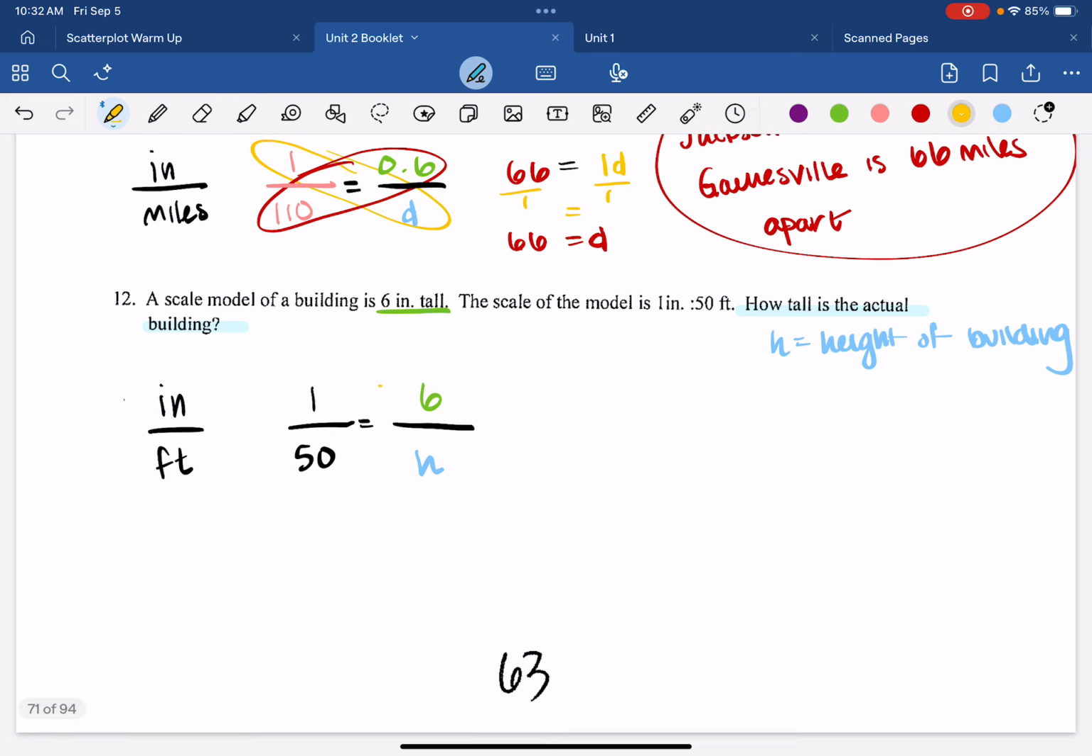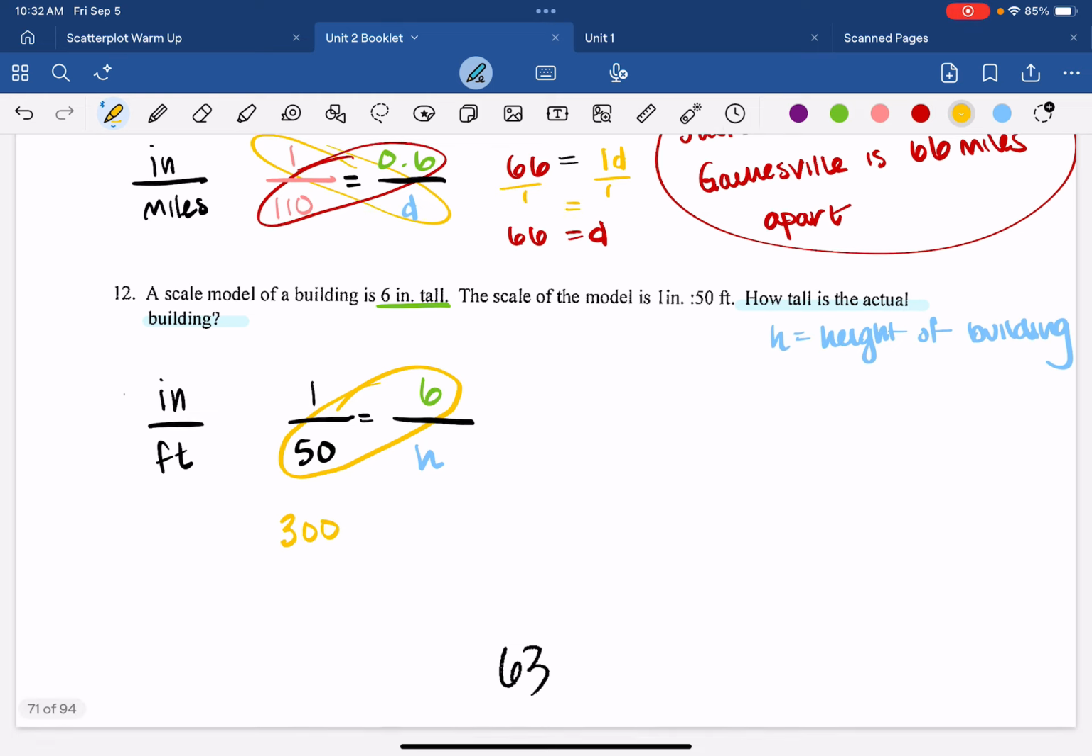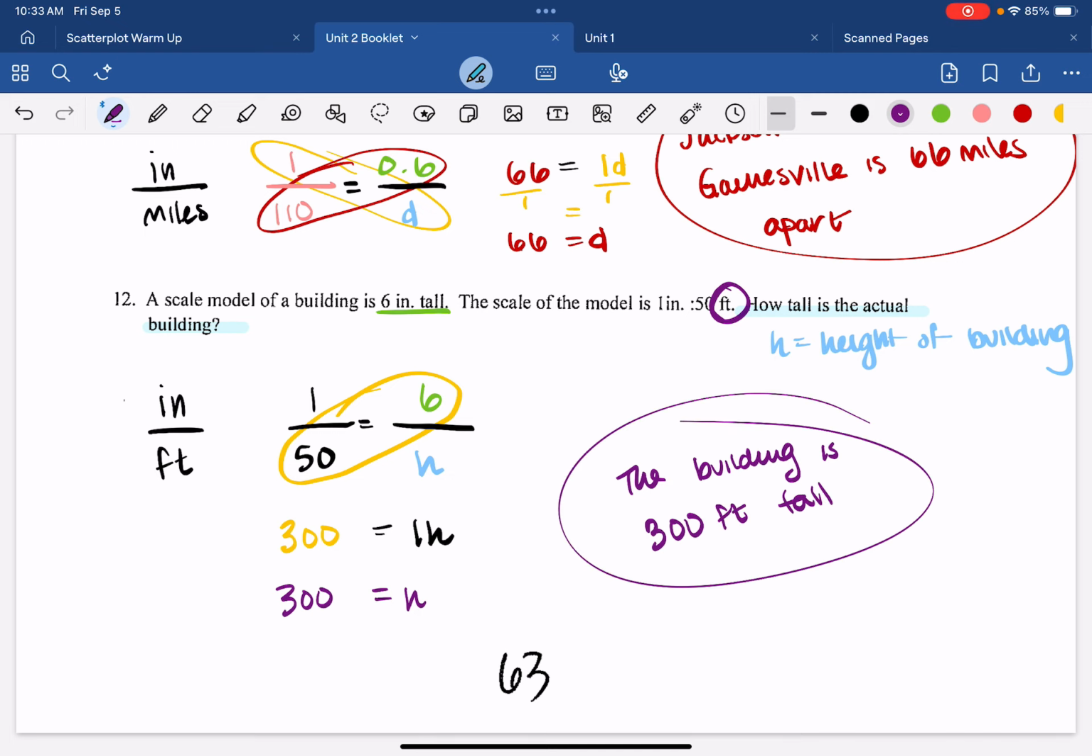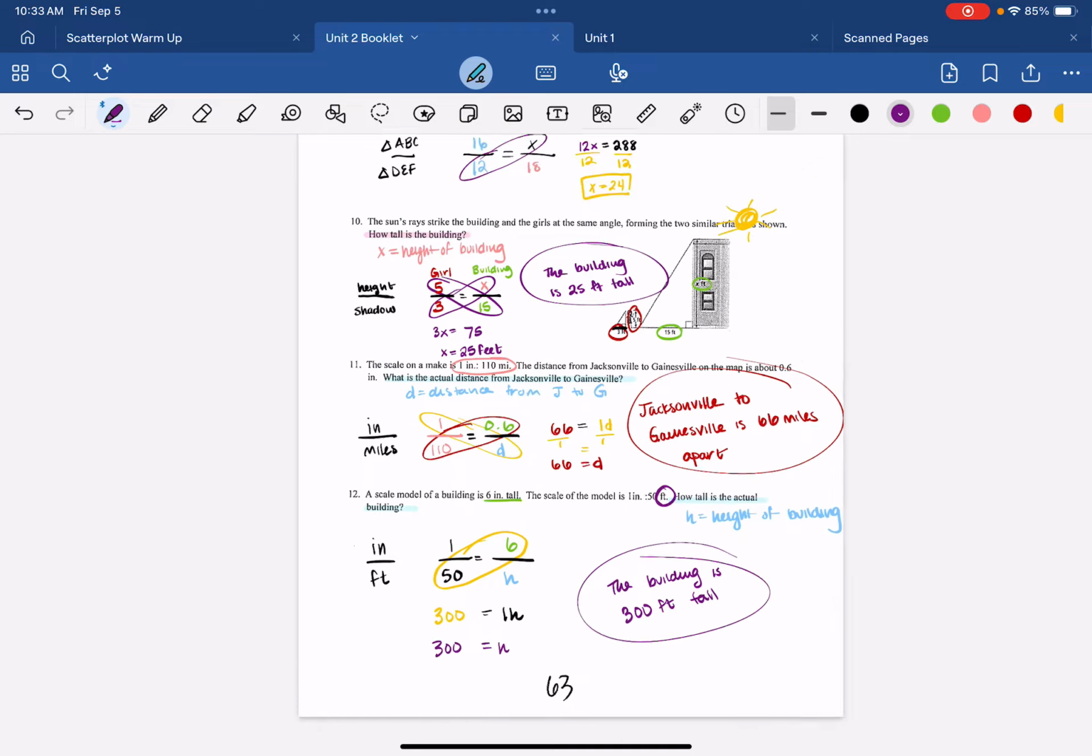Okay, now we're ready to simplify. I'm going to do 50 times 6 and get 300 equals 1 times H. Now 1 times H is just H. So H equals 300. Let's write our sentence. The building is 300. And then what units do I want? Feet tall. Okay. And that is it.